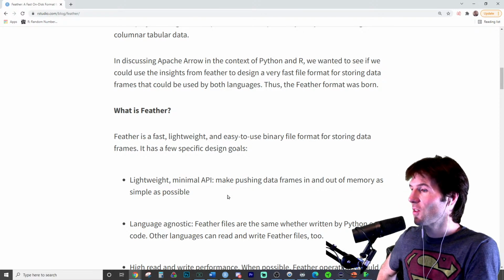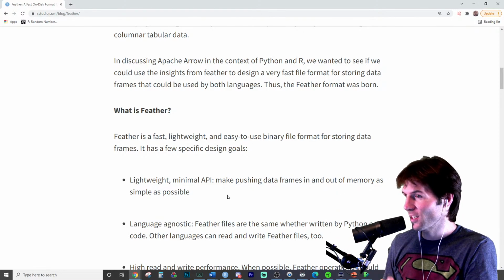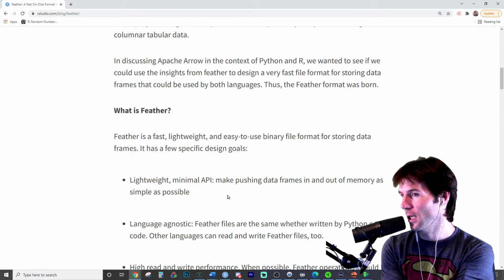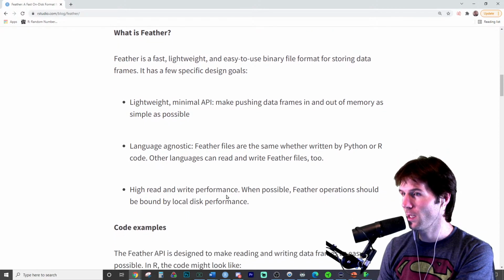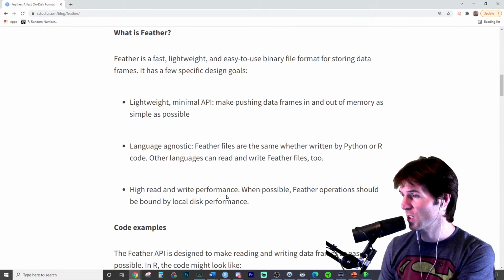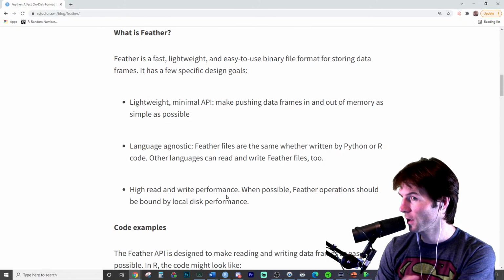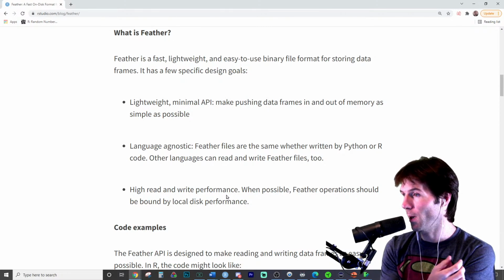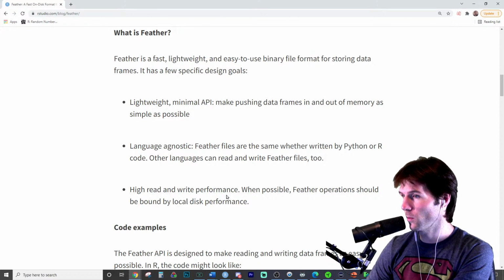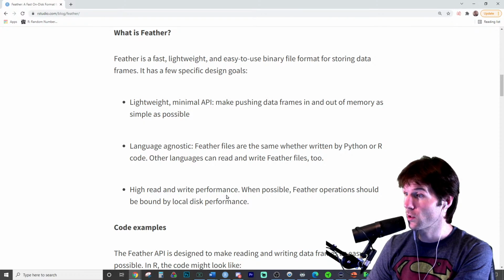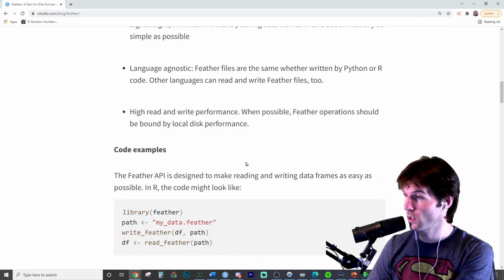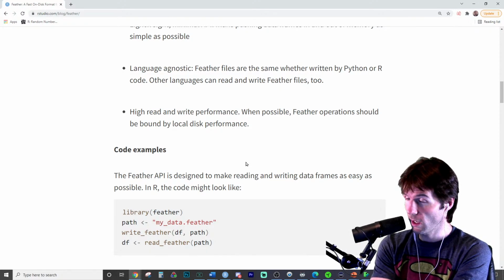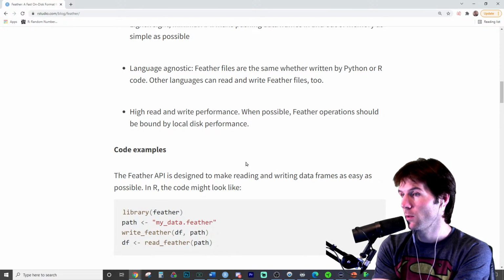Feather is fast. So you think about it like as light as a feather. A fast, lightweight, and easy-to-use binary file format for storage of data frames. It has a minimal API, making pushing data frames in and out of memory as simple as possible. Language agnostic. Feather files are the same whether written by Python or R code. Other languages can read and write Feather files too. So this is a good way to transfer between. Okay, so someone could make a data frame inside of R and send it over to Python for pandas. Good stuff. Good package. High read and write performance when possible.